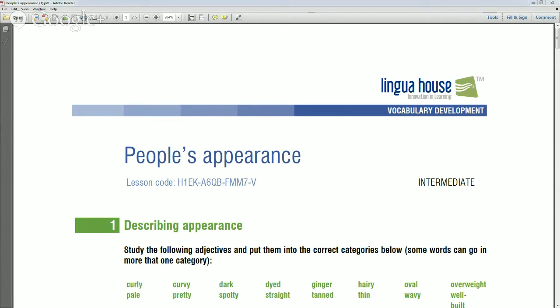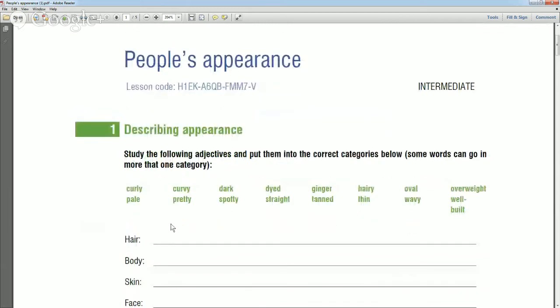Hello, everyone. My name is Holly, and I will be the language trainer for this hour, and we will be doing a topic on people's appearance. We will be discussing different vocabulary words that you can use to describe people.